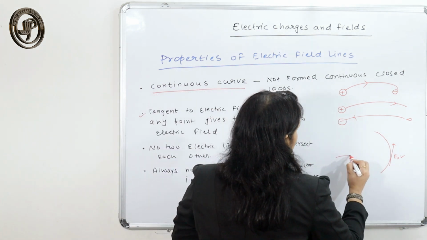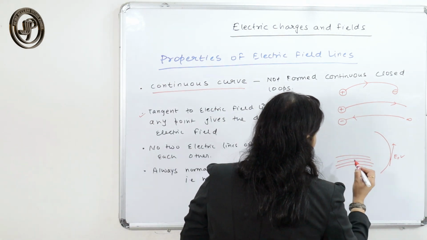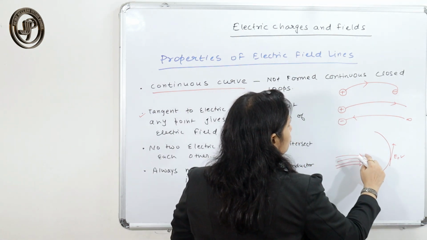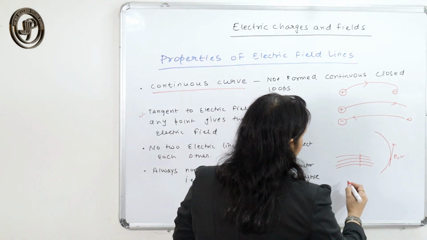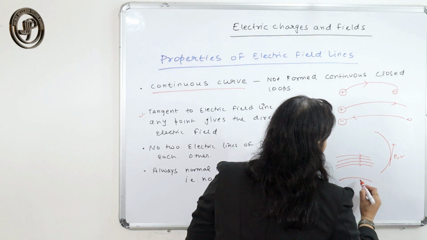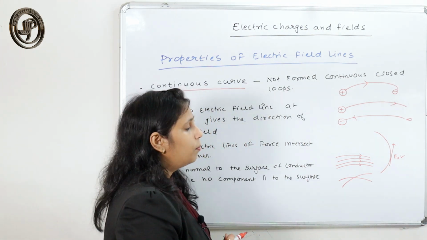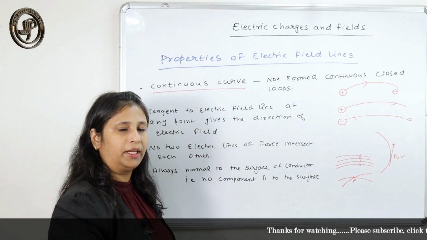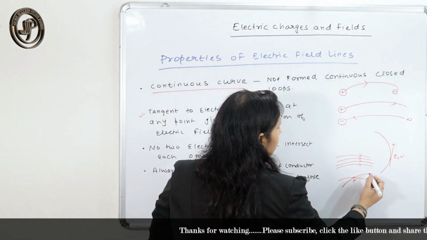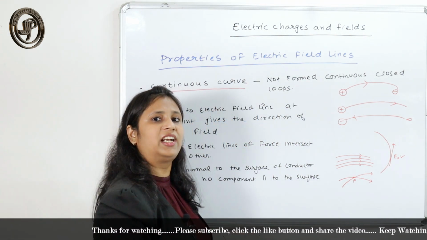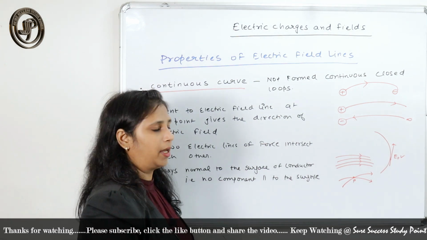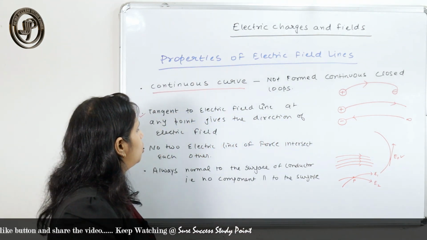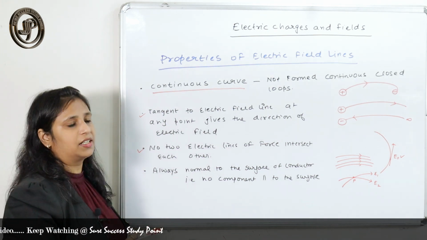If the electric lines of force are coming from a particular region, the two electric lines of force will never intersect each other, because if by chance they intersect at a particular point, then at that point there would be two directions of electric field at the same time, which is not possible. So that's why two electric lines of force never intersect each other.